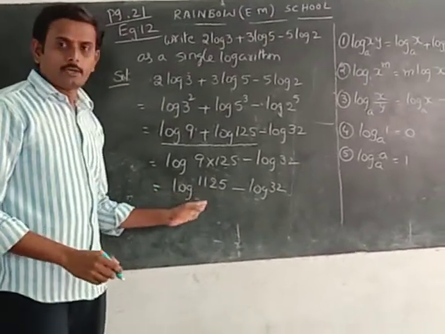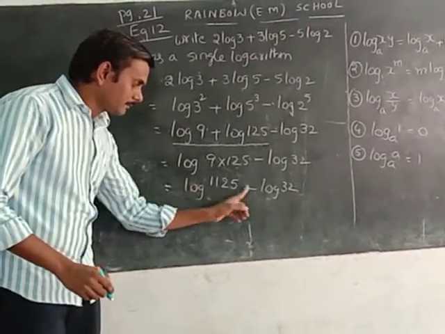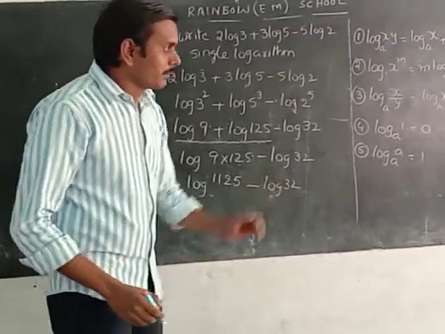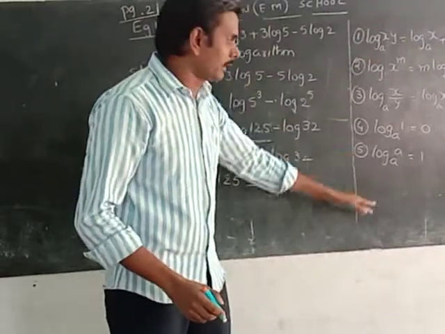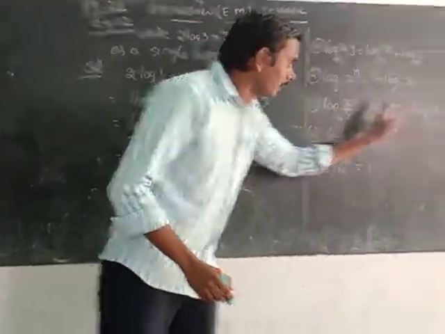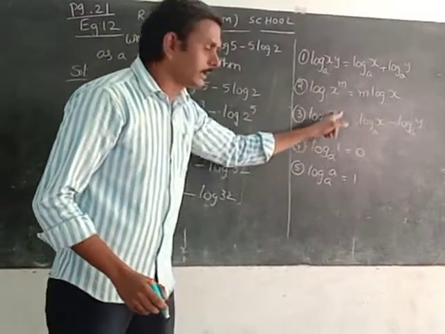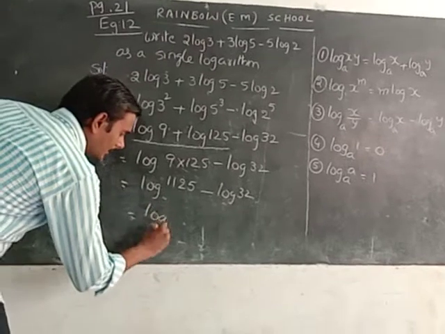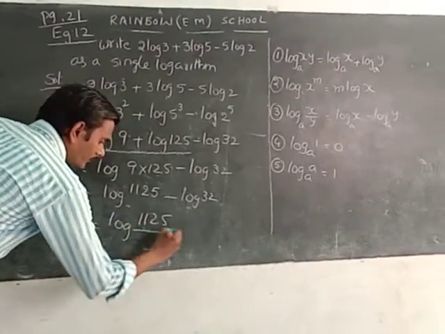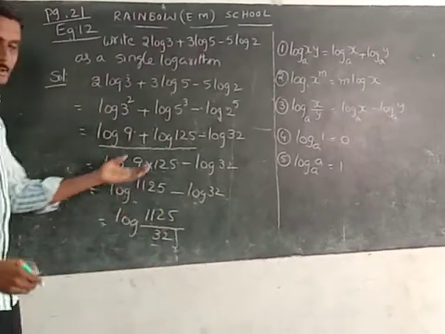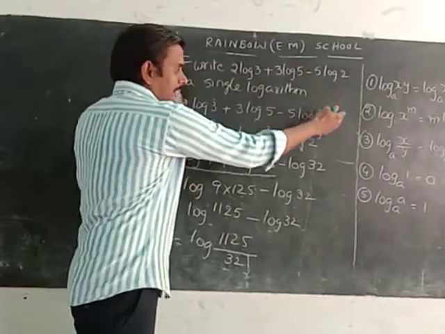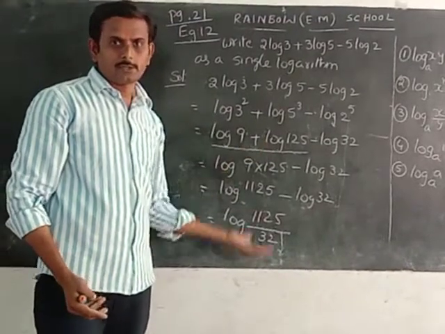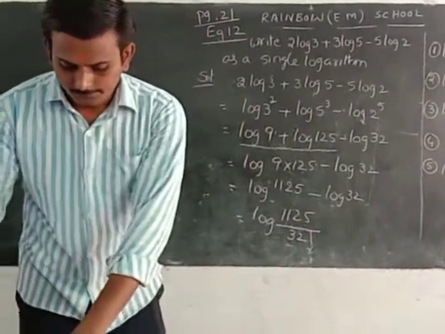If you observe here, again we got log x minus log y. Again, which form is suitable for us? We have to check every time. Log x minus log y means log x by y. Now you can write log 1125 by 32. This is the answer. They gave us the expanded form, we simplified it and converted it into a single logarithm. This is the solution. Go for the next example.